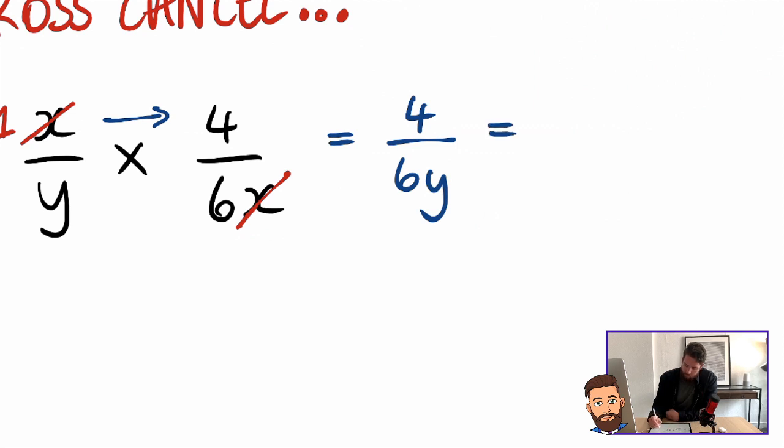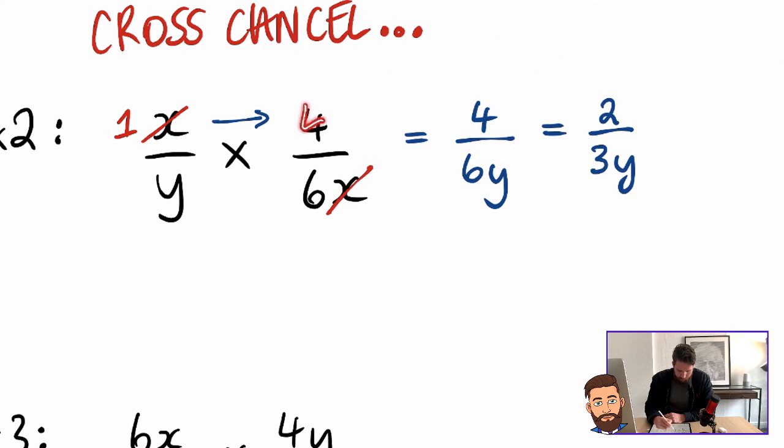It would have been 2. 2 goes into 4 twice, and 2 goes into 6 3 times. So my answer to this, as simple as possible, is 2 over 3y. Now you might be thinking, why didn't he cancel it here? You could have cancelled it here. I just didn't want to overwhelm you on top of the cross cancelling.